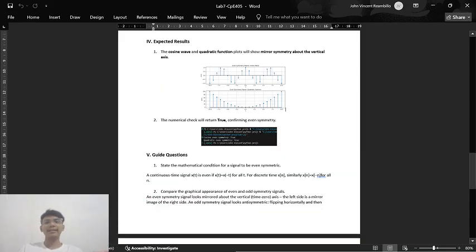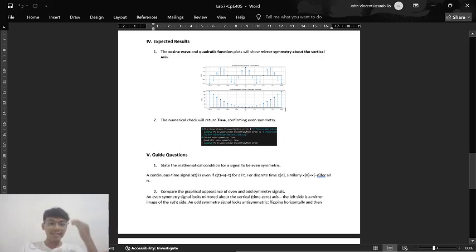From the plots, I clearly saw that even symmetric signals have equal values at opposite points. For example, the value at n equals 5 is the same as at n equals -5. This symmetry makes the signals balanced and easier to analyze compared to odd symmetry, which inverts across the origin. Even symmetry mirrors across the vertical axis without changing the sign of the amplitude.